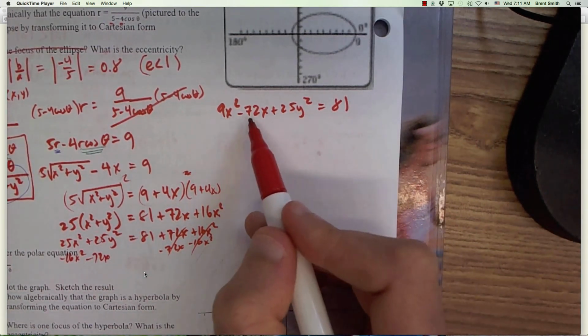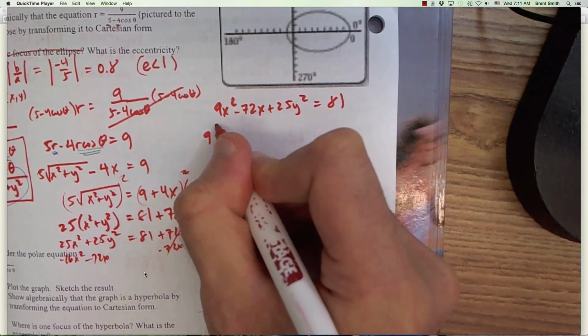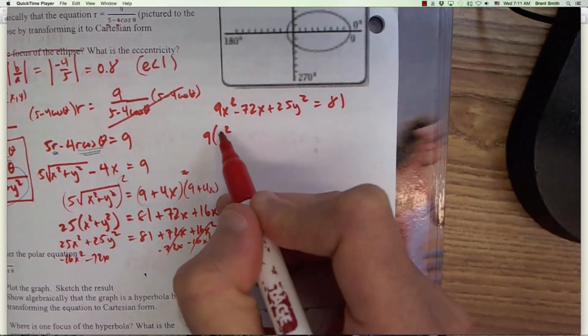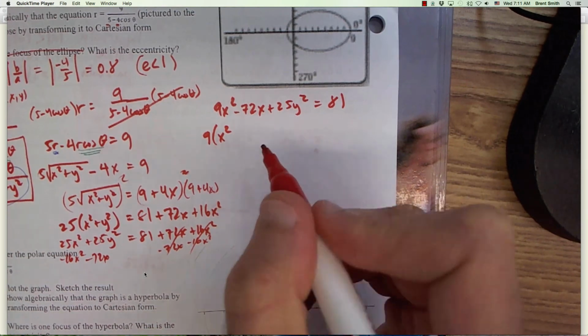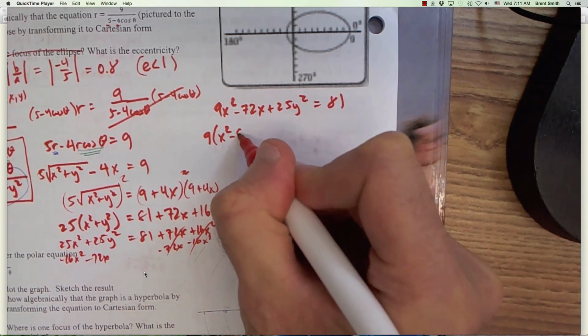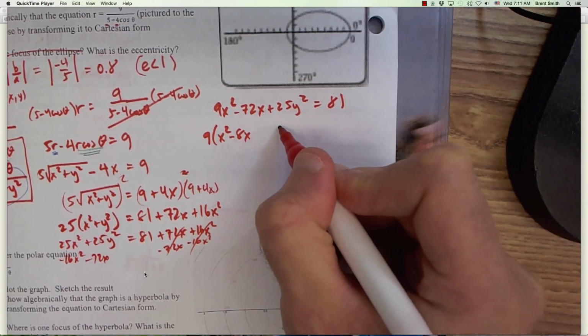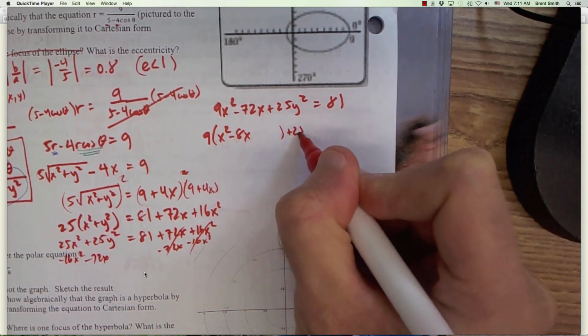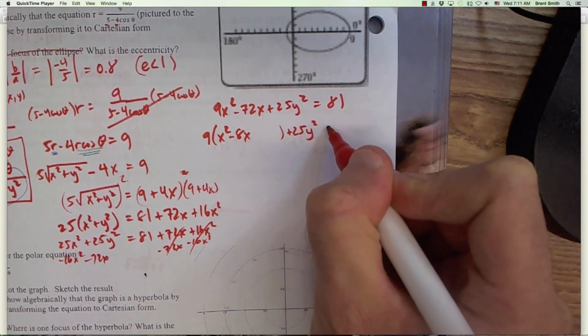So again, we want to complete the square. I factor out a 9. X squared, let's see, 9 times what gives me 72? That's 8. Since there's a negative, I'm going to go like this. I'm going to put a space right here. Don't have to do anything with the y. It's already a perfect square.